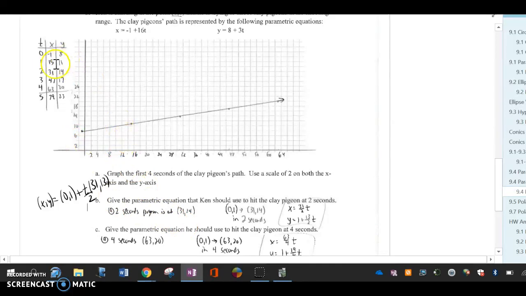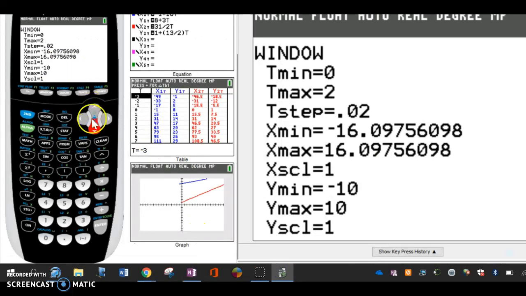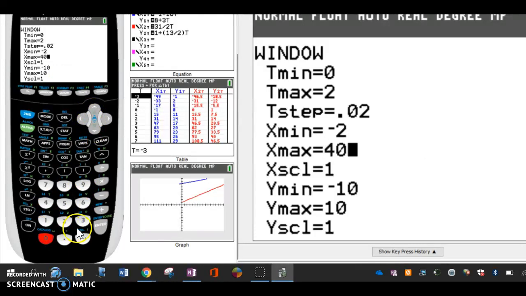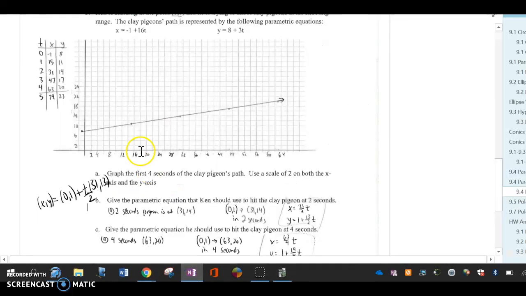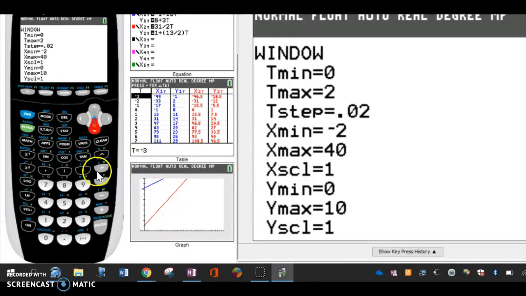And then the x max, well, since they're going to hit at an x value of 31, I want to be a little bit to the right of that. So x min will put in -2, and x max will put in maybe 40, so we can see a decent window on that one. X scale doesn't really matter. And then for the y min, we'll have that one go down to 0. That's how low it's going to go. And then they're going to hit at a y value at a height of 14. So we want our y value to be something a little bigger than that, maybe like 18.